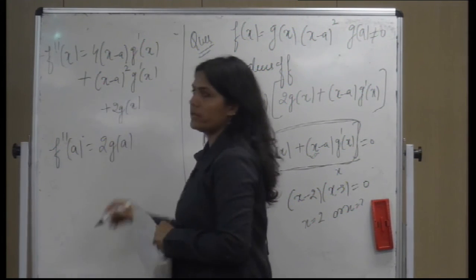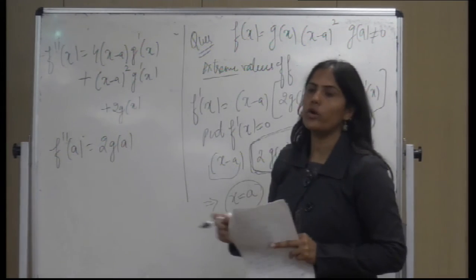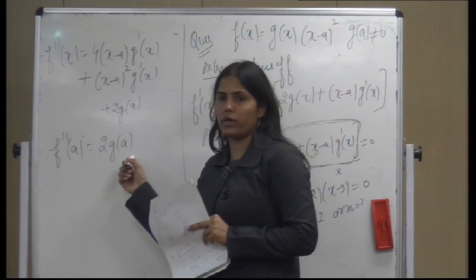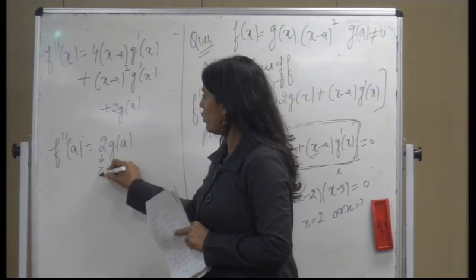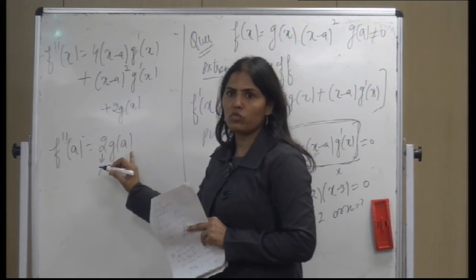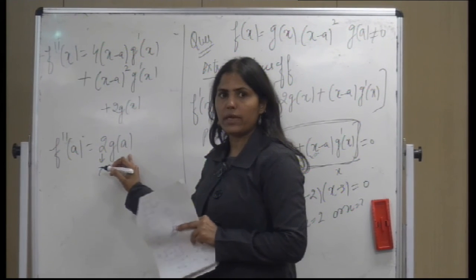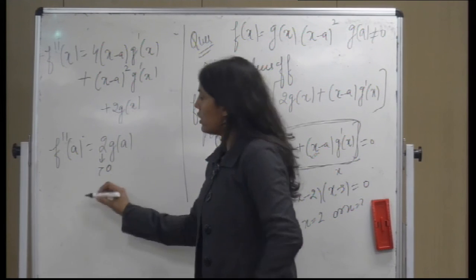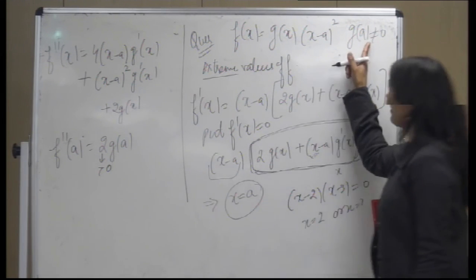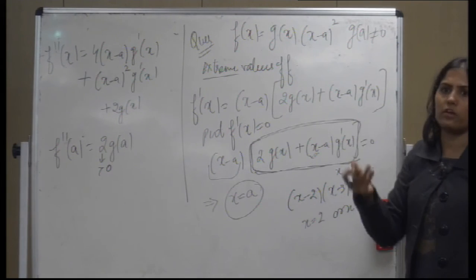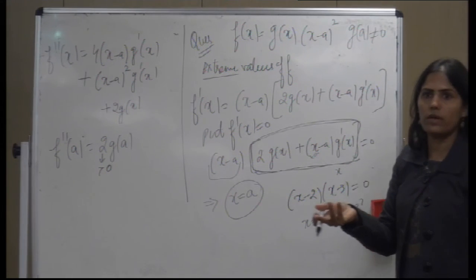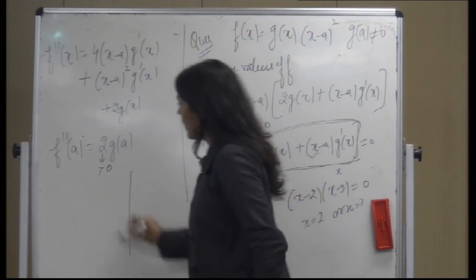Fine. So now your double derivative is totally dependent on GA. 2 is positive, no one has any issue. 2 is positive, so now your f double dash depends only on GA, and I have given GA is not equal to 0. There is no clear indication whether it is greater than 0 or less than 0. So I have my two paths now.